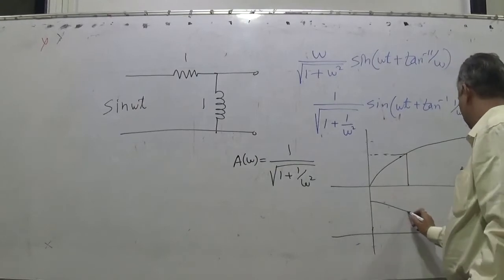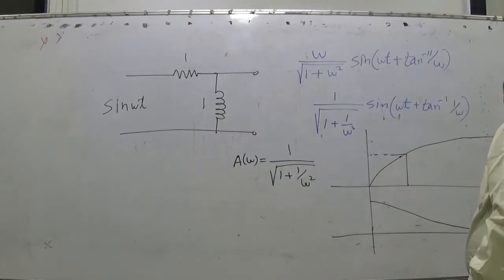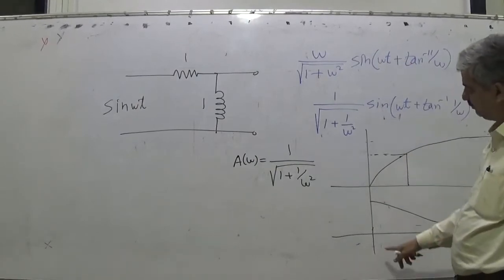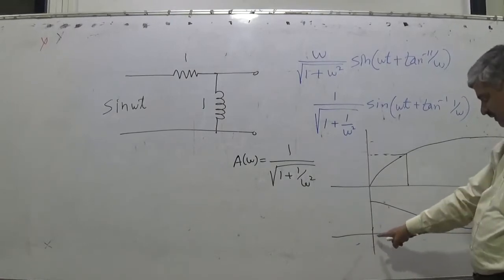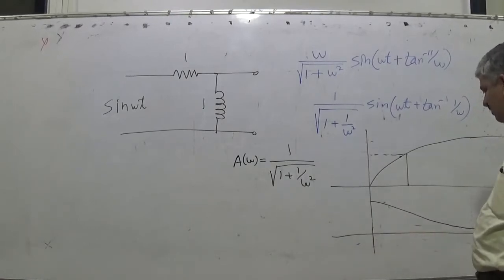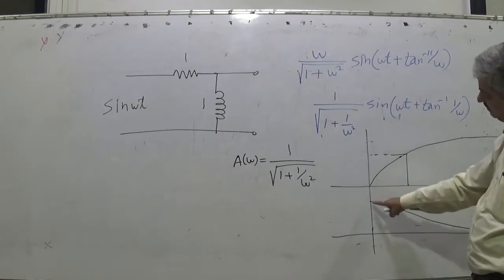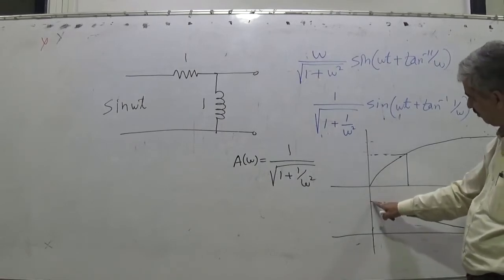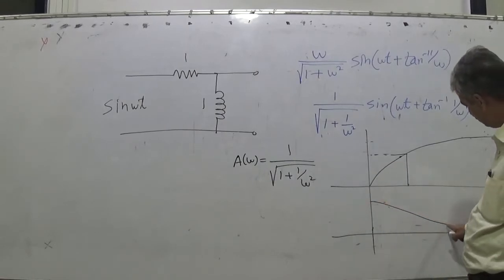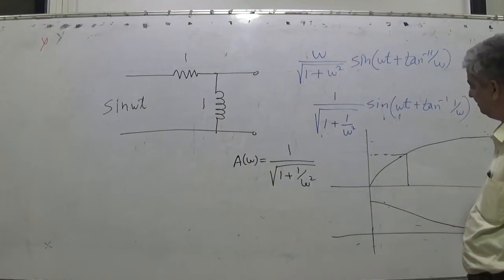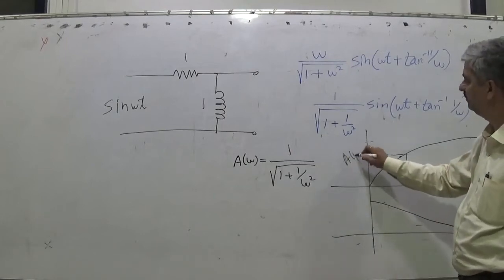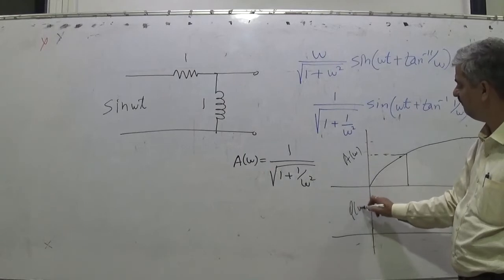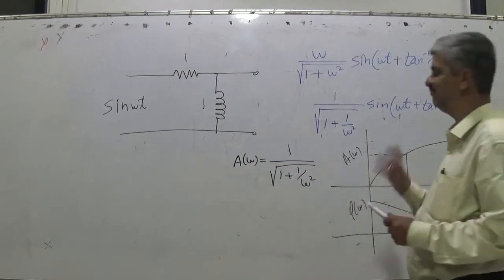So it would be exactly reverse. For the low pass filter, it was 0 phase at 0 frequency, increasing to minus pi by 2 as frequency increases. Now it is maximum, pi by 2, at 0 and reduces and approaches 0 as we go on increasing frequency. So this is A omega, this is phi omega.